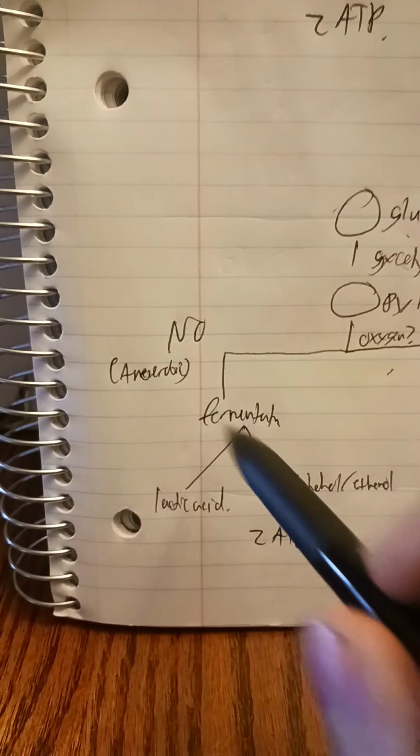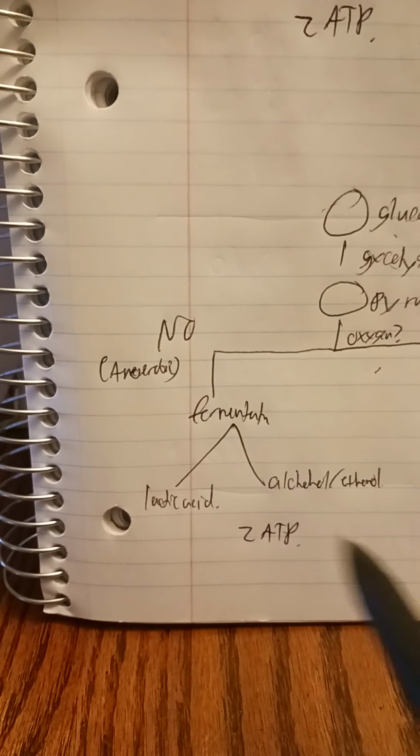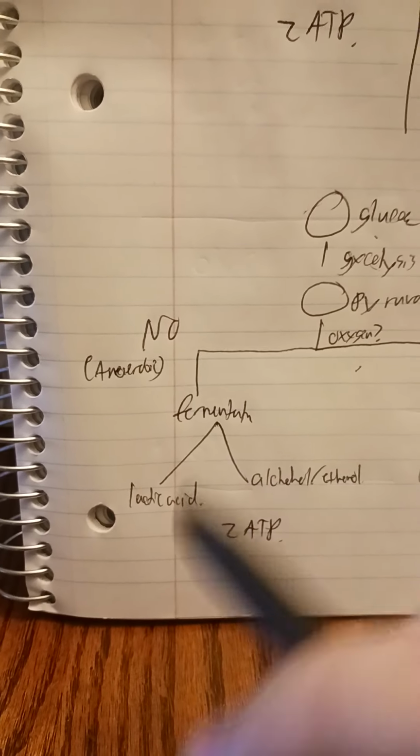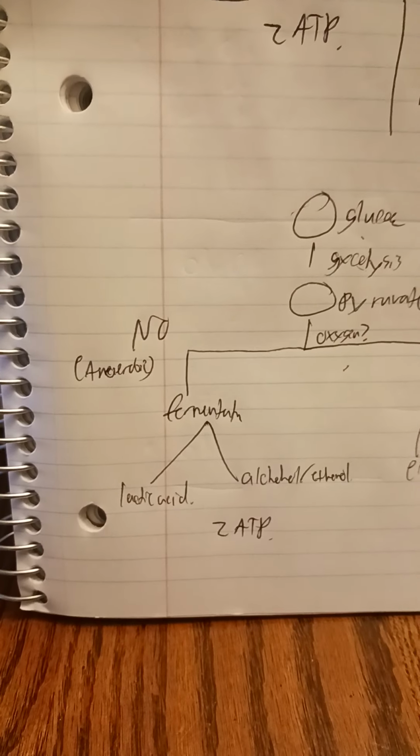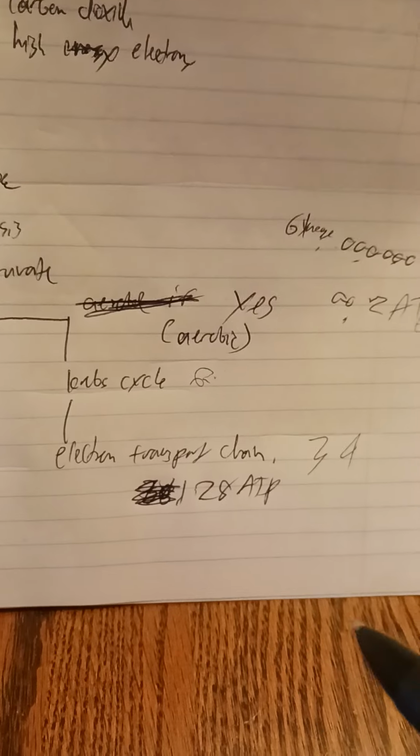If there is no oxygen, then it goes down over here to anaerobic, where it goes through a fermentation process and makes ethanol and alcohol and lactic acid, and the whole process here only gives us 2 ATP. So this is way more efficient and way easier.